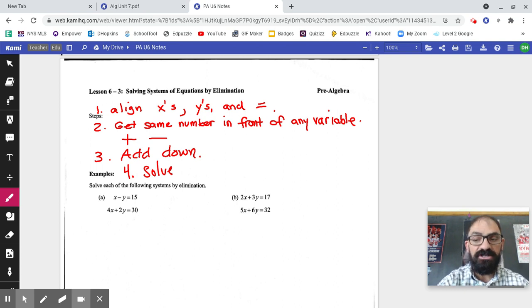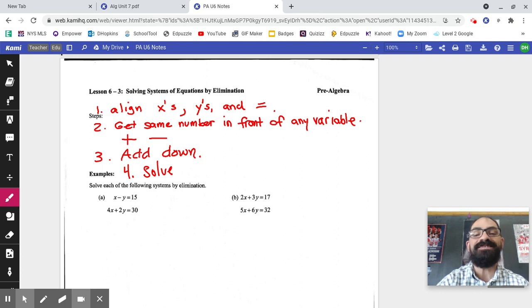It is the elimination method. So the steps we want to look at: first, make sure your x's are lined up, your y's are lined up, and the equal signs are all lined up. And in the examples that we're currently doing, they're already lined up for us.